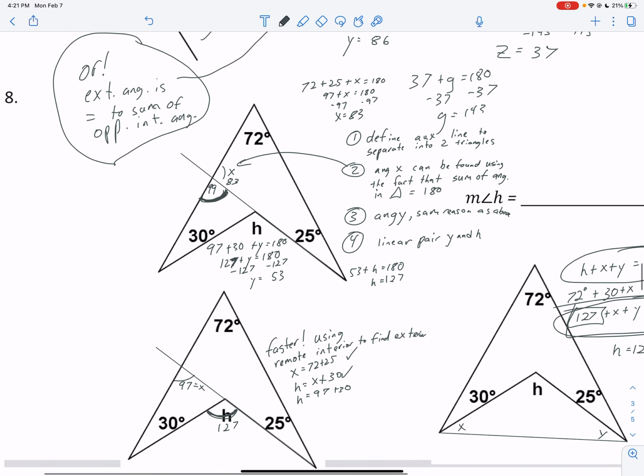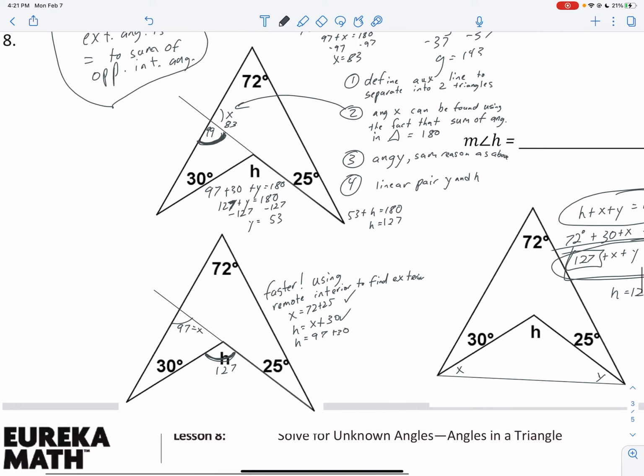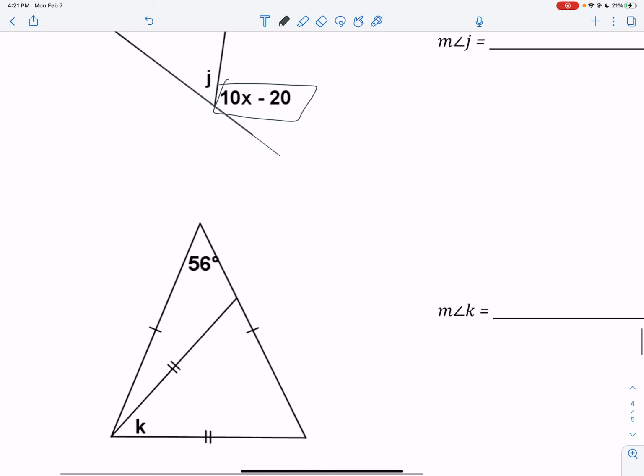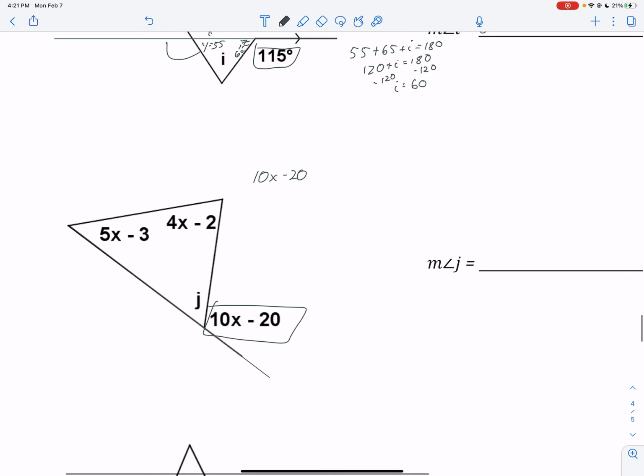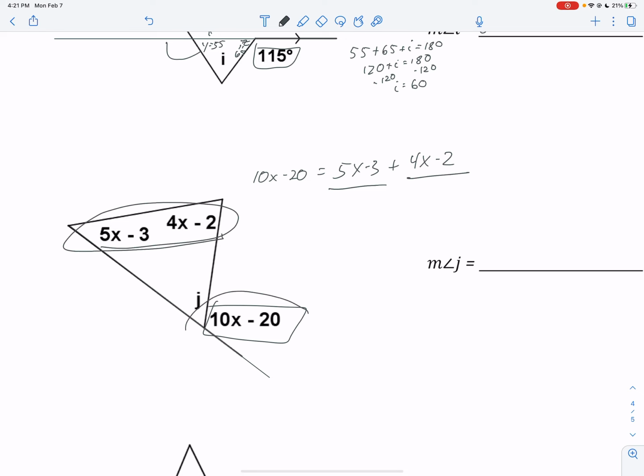Where's another good one? It shows up right here. A line and then a triangle. One of the sides of the triangle is part of a line. That's what happens. So we know that if I add these two together, it should be equal to this. So we're going to use that. 5x minus 3 plus 4x minus 2, because this plus this is that, which gives us that.